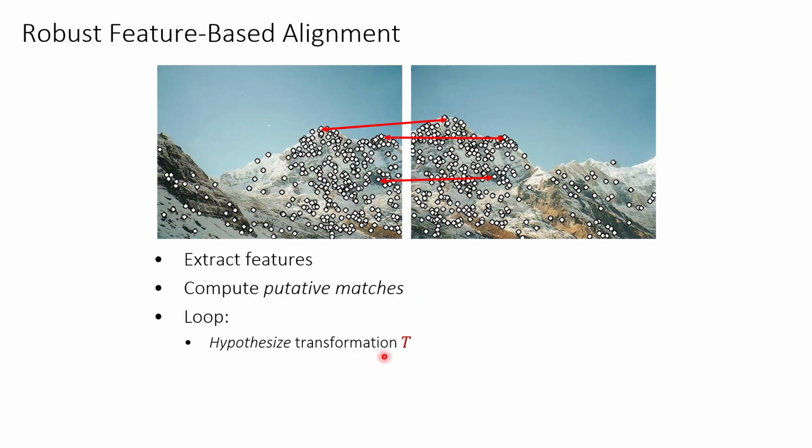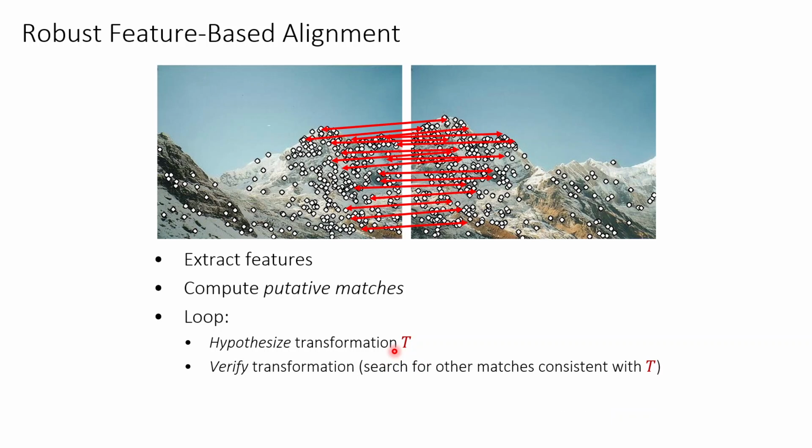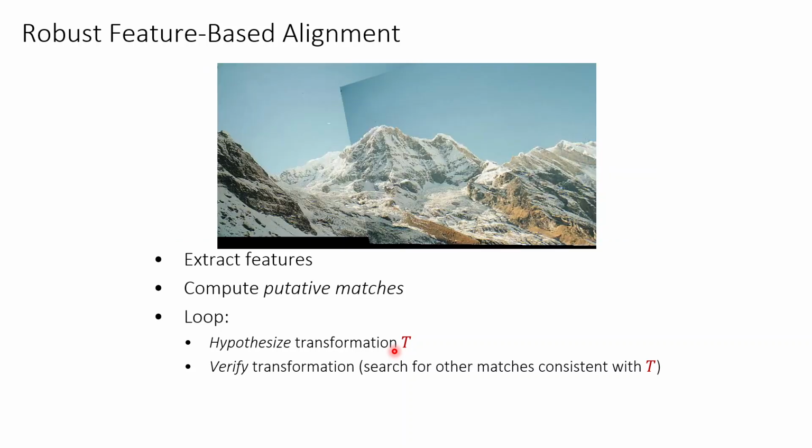So we hypothesize a transformation. That means if we know that it is an affine, we only need 3-point matches. If it is a homography, we need 4-point matches. We hypothesize the transformation using them and see how many point pairs conform to that, or the consensus. Verify the transformation, search for other matches that are consistent with it, and then recompute the transformation with those, and then we can do the alignment.